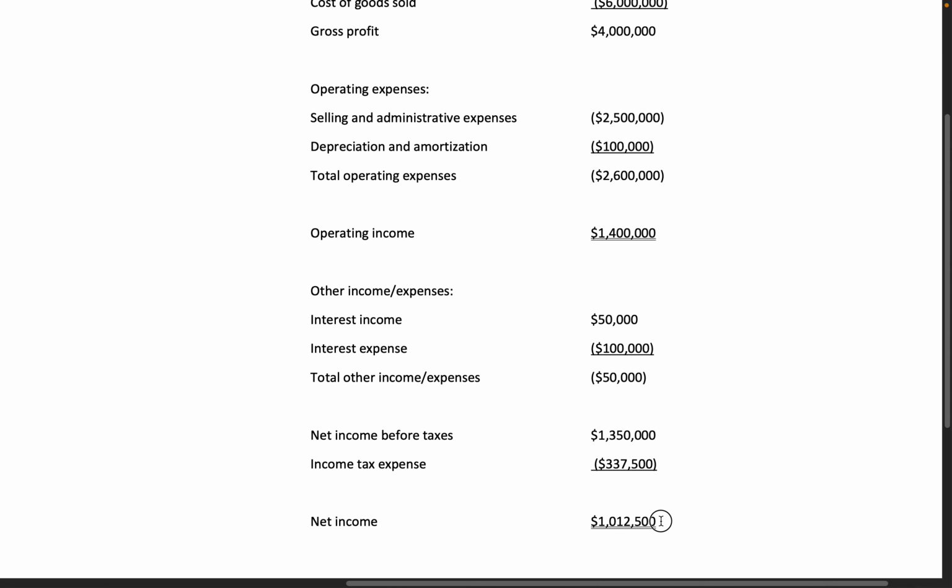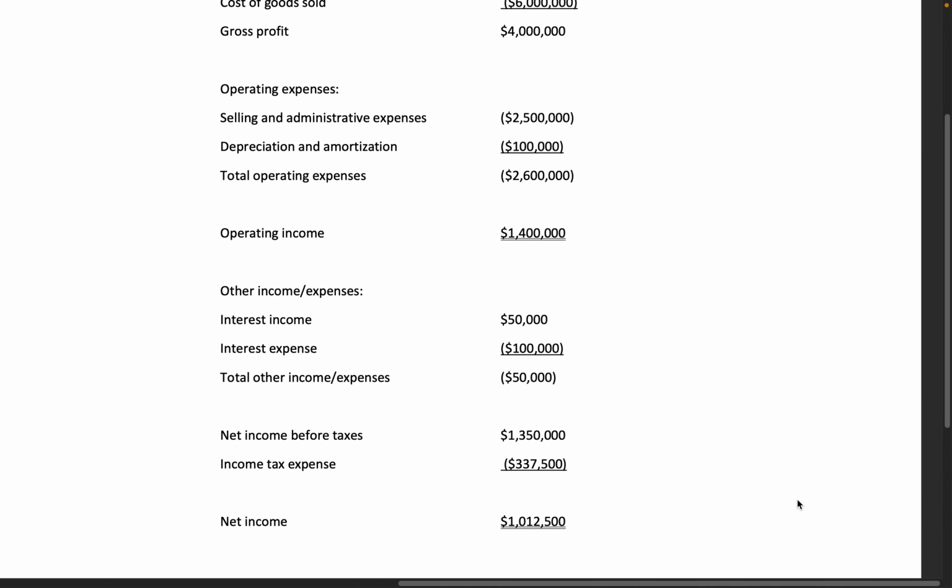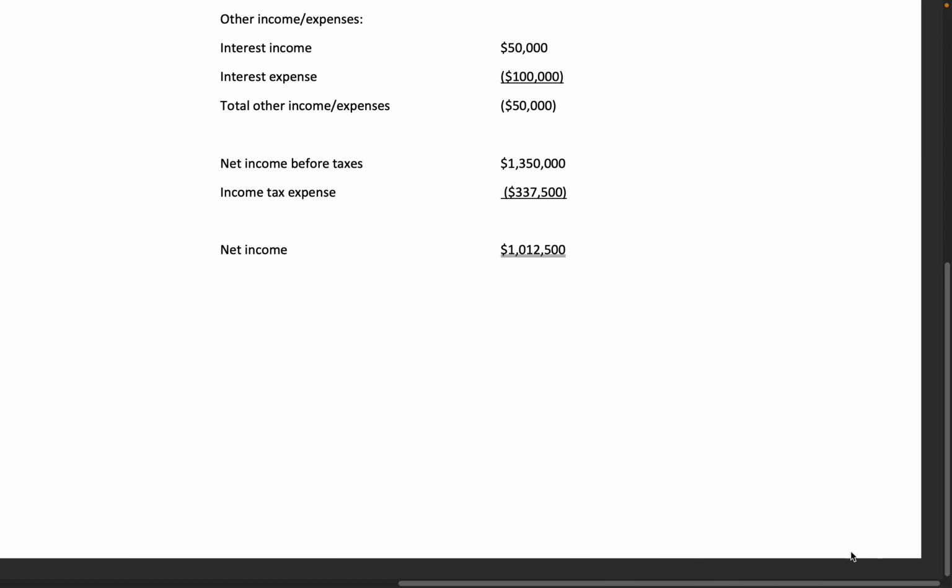So our net income figure, and this is the figure that really is the bottom line, that's the figure that can be divided between retained earnings and dividends. You could choose to pay it all out as dividends, you could choose to retain it all, or you could choose to do a split between the two of $1,012,500. So let's go on to the next part.